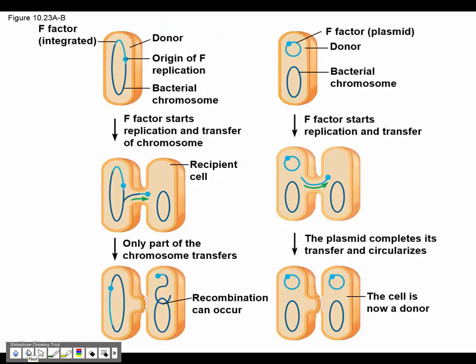So here's your graphic. F factor, integrated DNA, and then the F factor starts to replicate and transfer, and then only part of the chromosome transfers, and then recombination can occur, and so we can have this plasmid, and then the F factor replicates and then can be transferred, and then the new cell is now a donor cell.